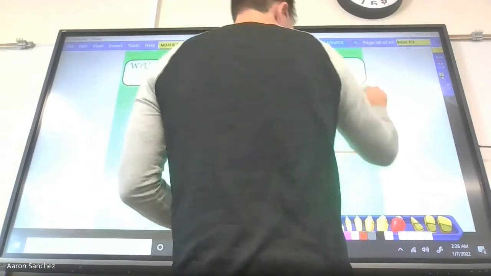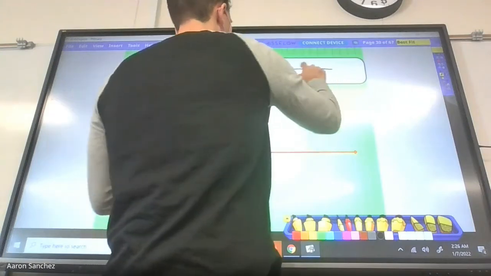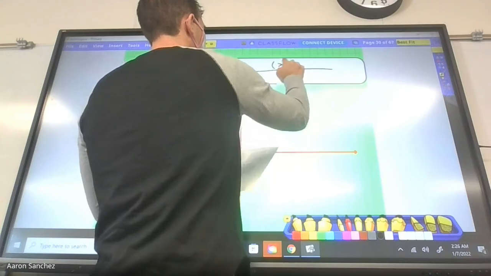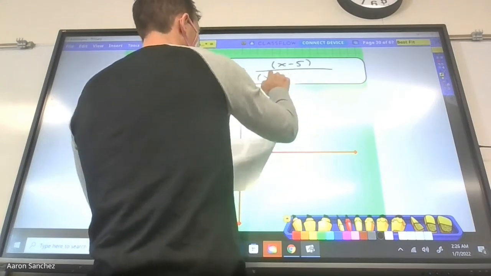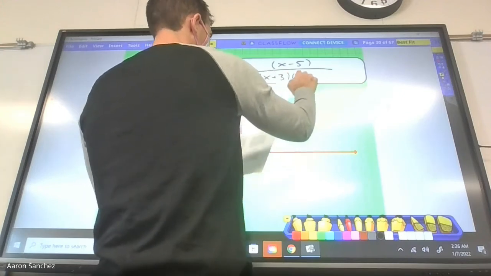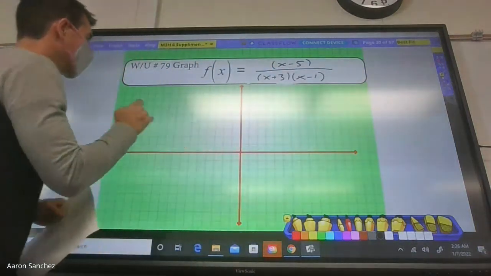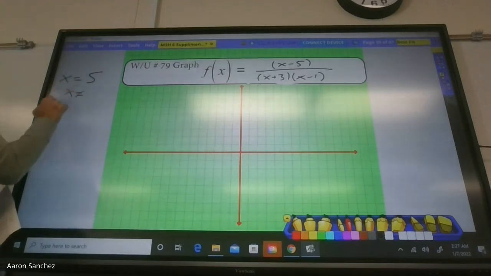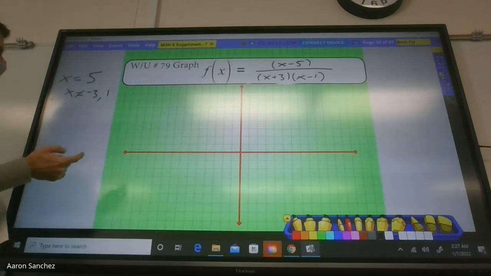All right. Alrighty then. Okay, so we have here number 6. We have x minus 5, and we have x plus 3, and x minus 1. Okay, first thing, what are my zeros? Just the one zero, which is 5, right? What are my asymptotes? They are -3 and 1.